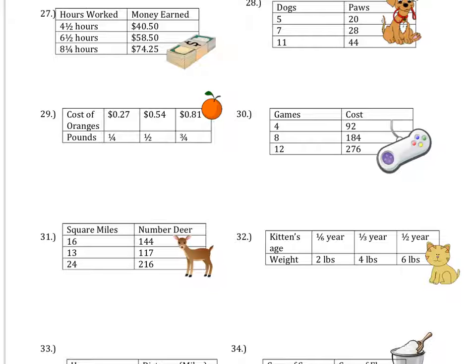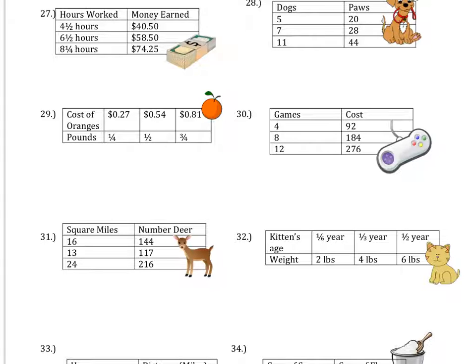Now down here, number 29, it gets a little bit more complicated, and it's a good thing that we get to use our calculator. When we have horizontal tables just like this, where the information is going from left to right rather than from top to bottom, you have to be careful about what you label as your X and as your Y. Unfortunately, on this table, it's actually wrong.